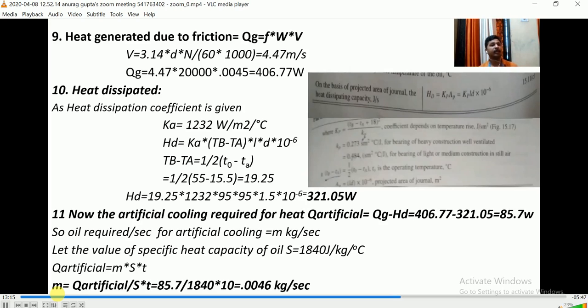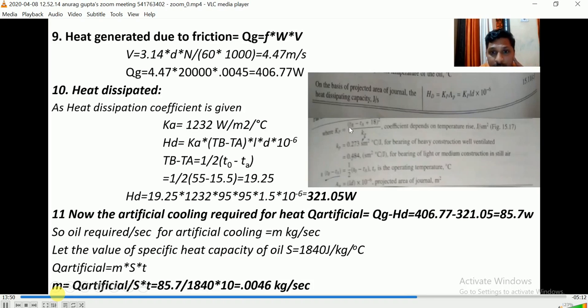Now we have to find out the heat dissipation. This heat dissipation is a little tricky. Why is it tricky? Whatever we have discussed in the design procedure, we have calculated the heat dissipation with this formula: HD is equal to Kp into Ap, where Kp has to be calculated by this formula. But in our problem, this Kp is given, and I have written it as Ka, and this Ka is given as 1232 watt per meter square degree centigrade.